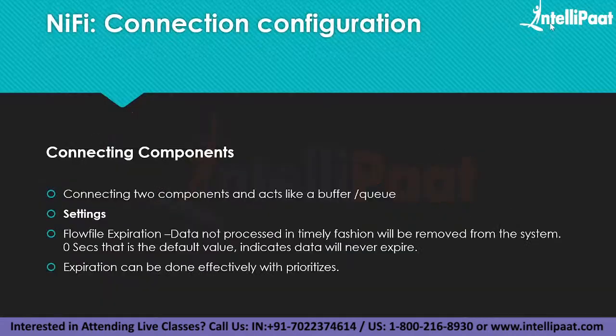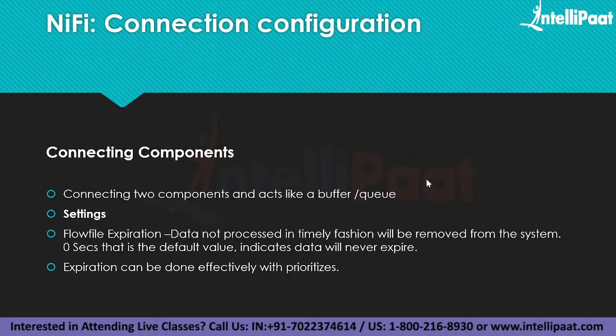Now, connecting components in detail. We discussed flow files, we discussed connectors, we discussed processors. Now we'll discuss them in detail, in short, what all these different things are that we can do. So connections, the connectors part: connecting two components, it acts like a buffer or a queue. This is what the connector is all about. Now, we have different settings there.